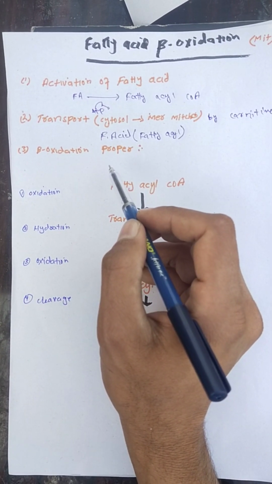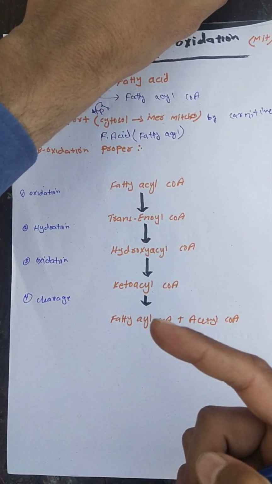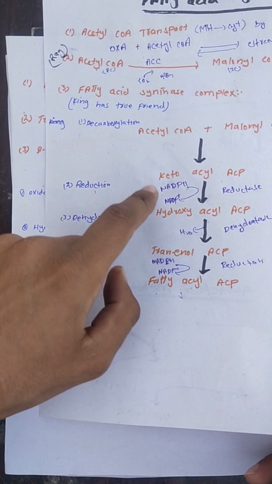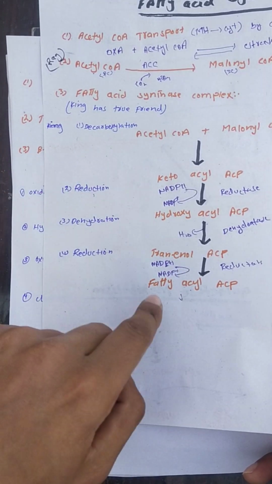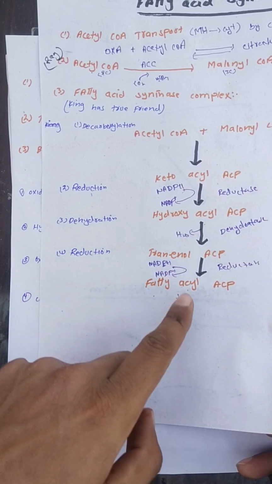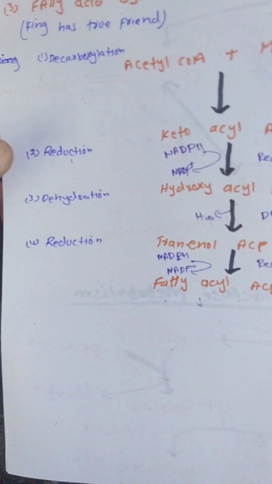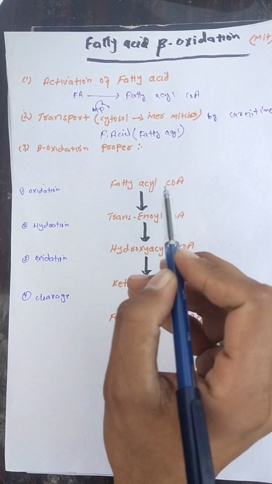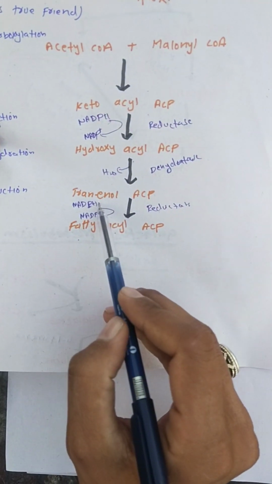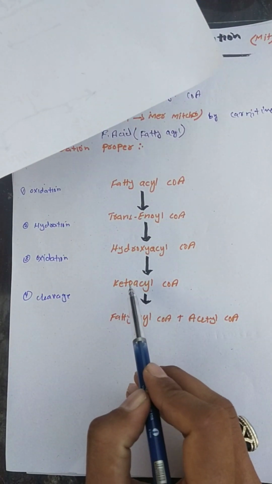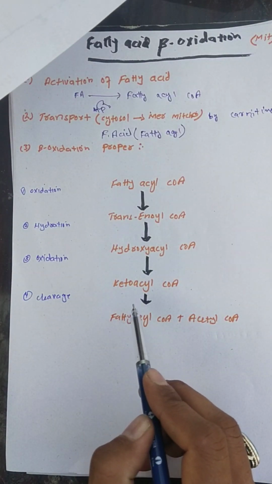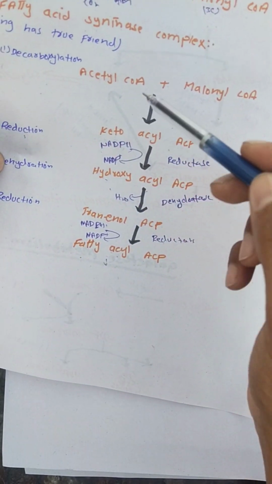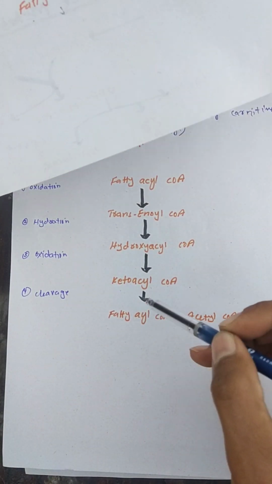This is also done in the same sequence but just opposite to the synthesis. We have the mnemonic: King has two friends, K for ketoacyl ACP, S for hydroxyacyl, T for transenoyl, and F for fatty acyl. This was the synthesis. If we do it in the opposite direction, this is the degradation. So very easy. First is the fatty acyl CoA. The second one is transenoyl. Then hydroxyacyl ACP. Then the ketoacyl. So you can easily remember, just reverse this reaction and you will get these.